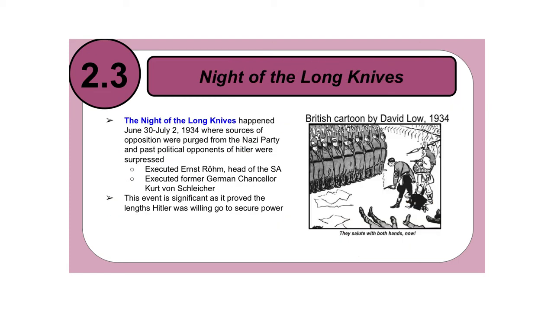So to put ourselves back in our timeline, in March of 1933, Adolf Hitler falls 36 seats short of gaining a majority, but he's able to have the Enabling Act passed.